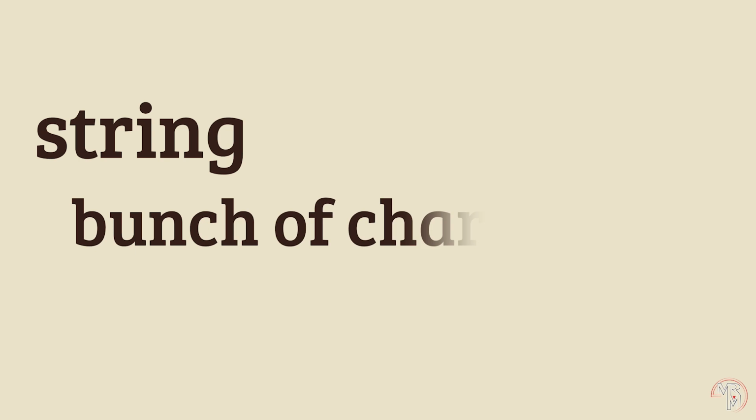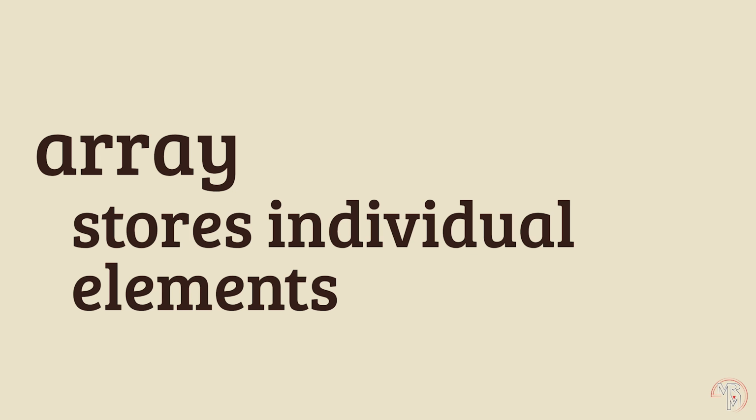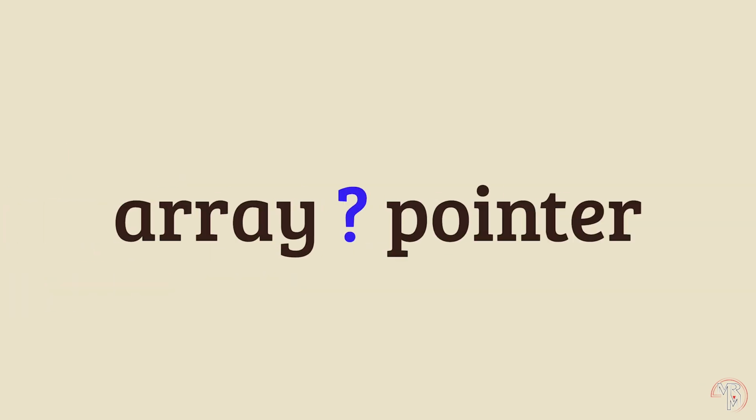Alright, so a string is a bunch of characters, and we can use a char array to represent a string. Arrays store individual elements, each having its own index that begins from 0, and we can use the indexes to modify the contents of the array. Alright, but what do arrays have to do with pointers? Well, that is a separate topic which we'll cover next time, when your mind is fresh and no longer overwhelmed by a barrage of information.